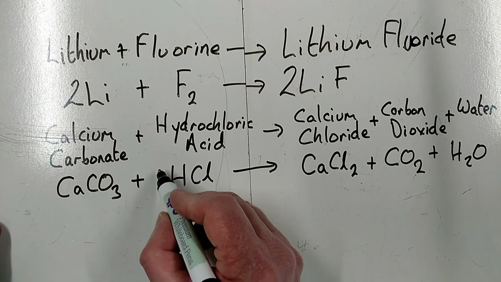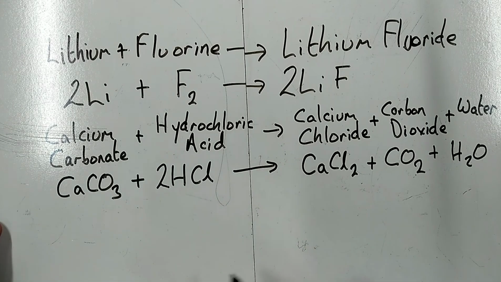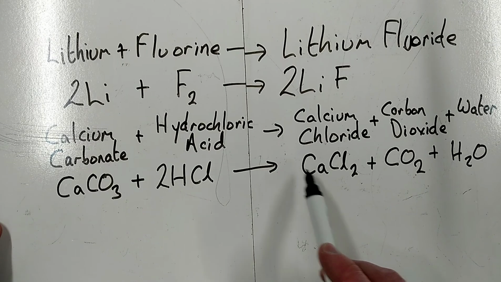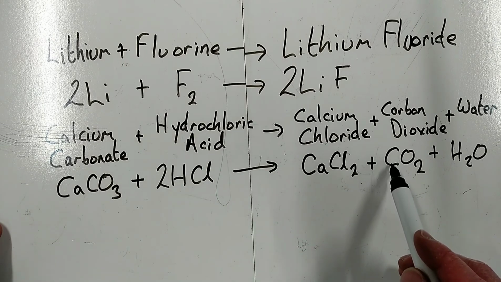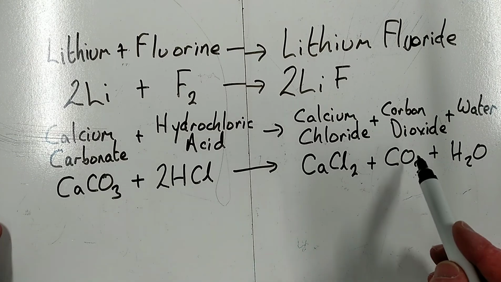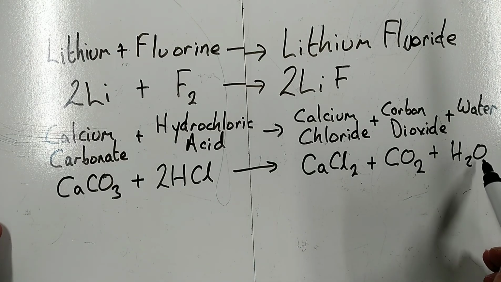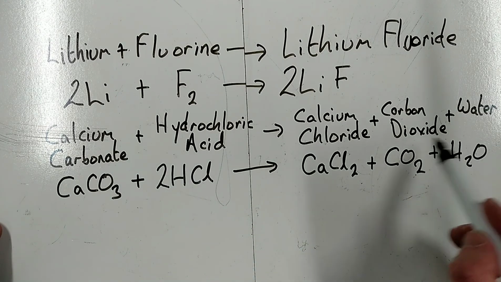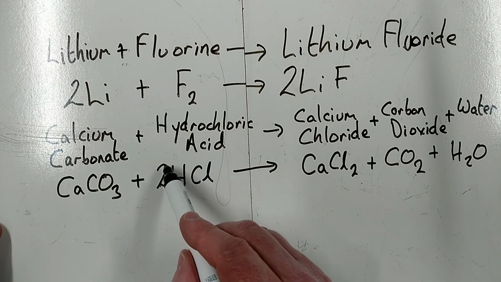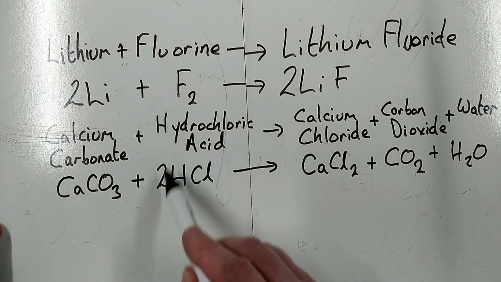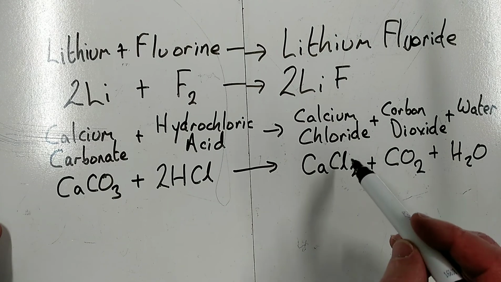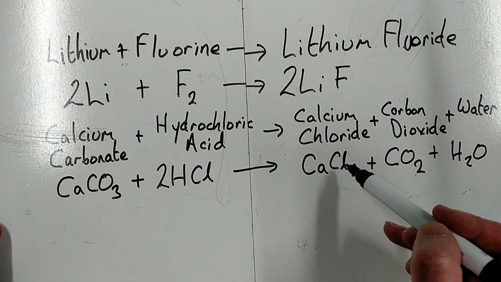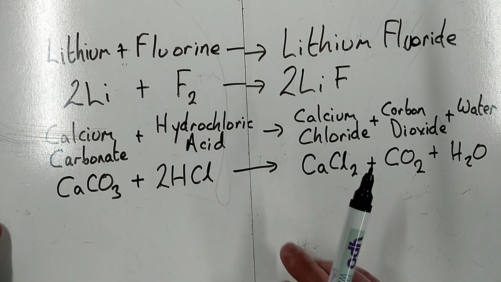So we will have to double this up. 2 of those. So let's see if that works now. 1 calcium, 1 calcium. 1 carbon, 1 carbon. 3 oxygens, 1, 2, 3 oxygens. 2 H's here, and there's 2 H's here, and 2 Cl's, because this 2, remember, means 2 of everything, and 2 chlorines here, because the little 2, remember, means 2 only of the thing that it is directly behind.